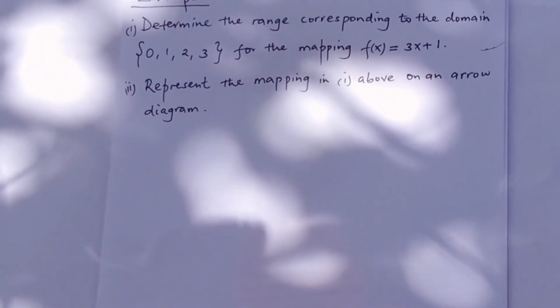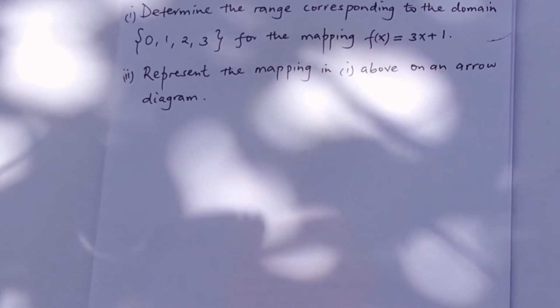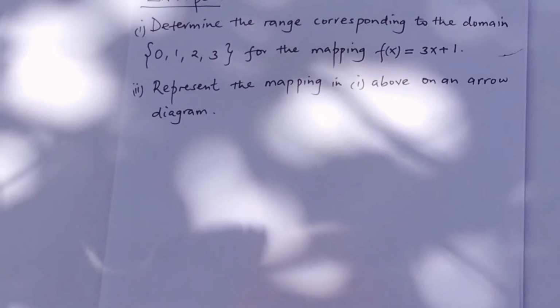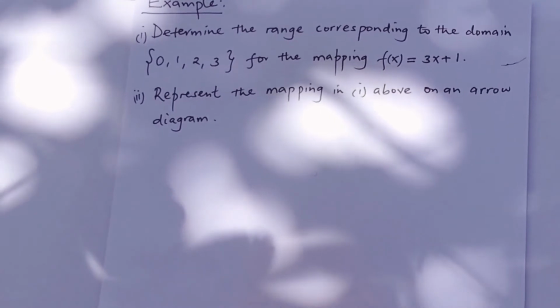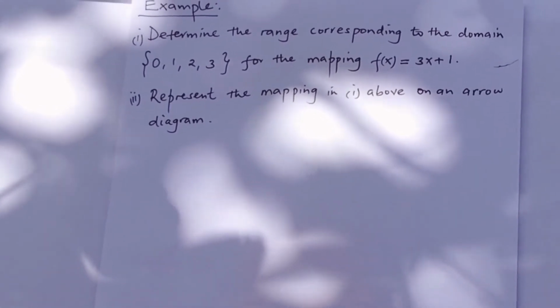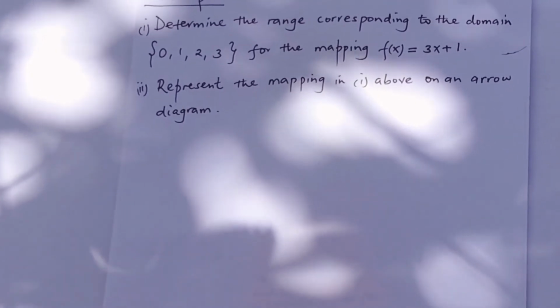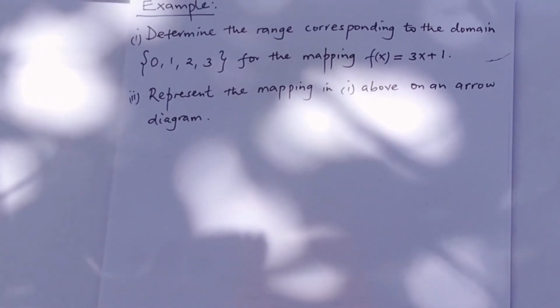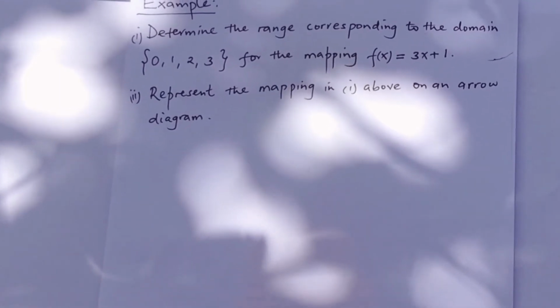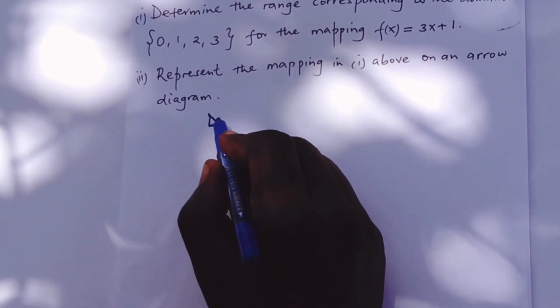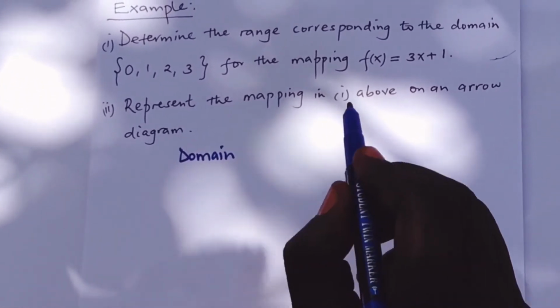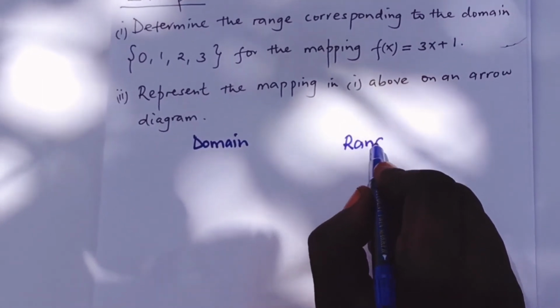Range and the domain. So in this question, as you can see right here in this particular example, we are asked to determine the corresponding range to the domain 0, 1, 2, 3 for a mapping of f of x into 3x plus 1. That means every f of x, to acquire it, you have to multiply the x by 3 and then add on 1. So this is very simple. So we have the domain right here for part 1. We have the domain and we have the range.